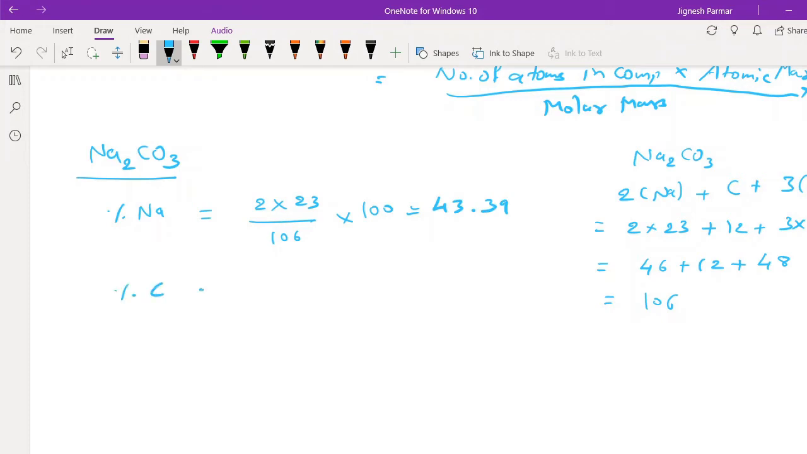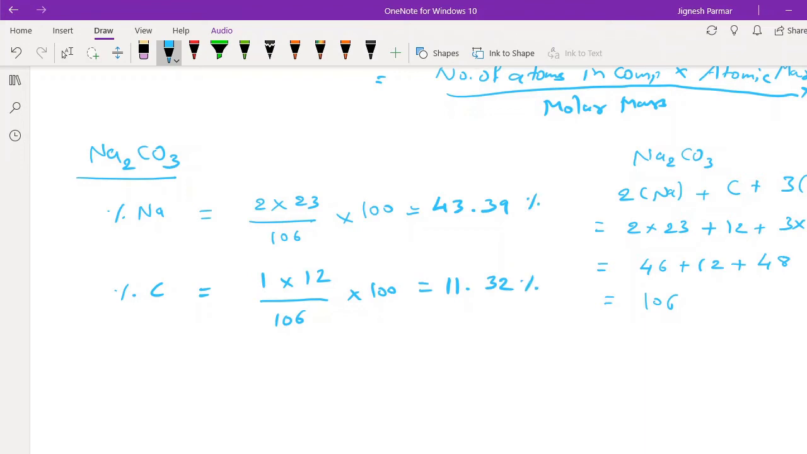Now the percentage of carbon. How many carbon atoms? I have 1 carbon atom. What is the atomic mass? It's 12. What is the molar mass of sodium carbonate? It is 106 into 100. So what will I do? Again, 12 divided by 106, multiplied by 100. So my answer is 11.32 percent. Sorry, I missed out the percentage sign over here.